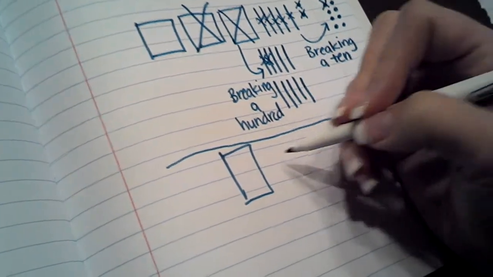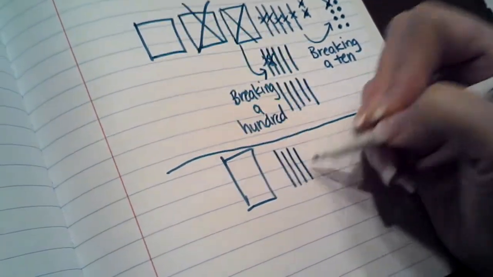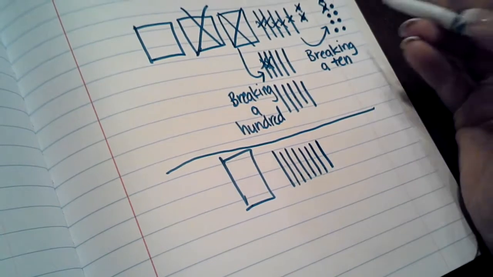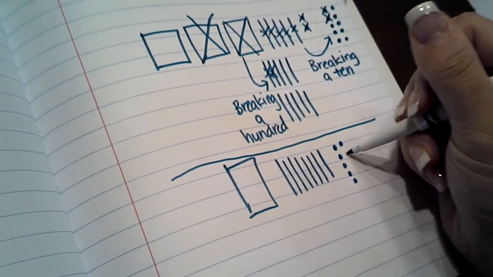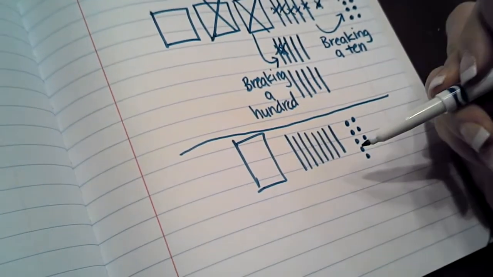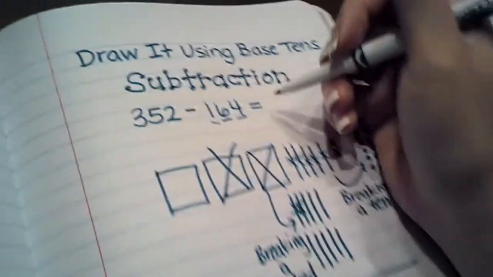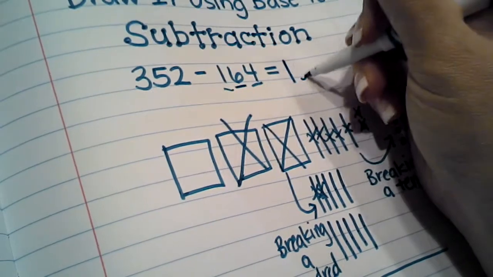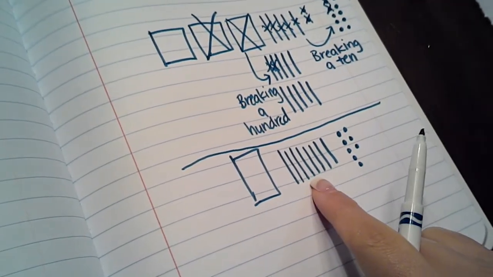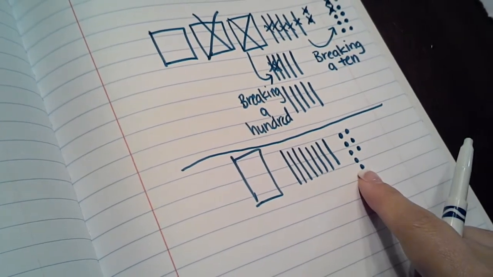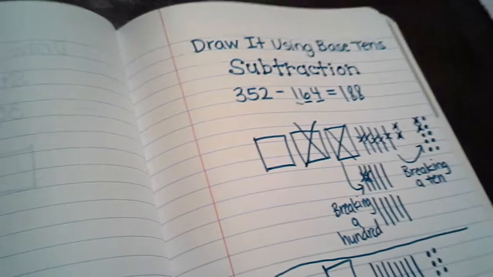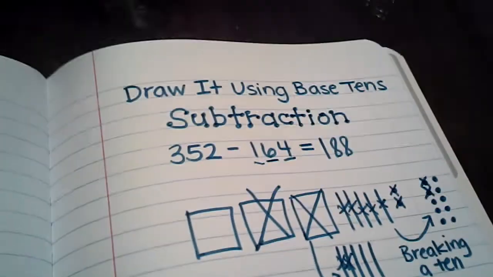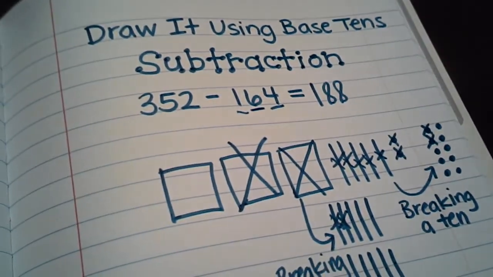I have 8 longs and 8 units. So the number represented is 188 because I have 100 left, 8 longs, and 8 units. So 188. So 352 minus 164 equals 188.